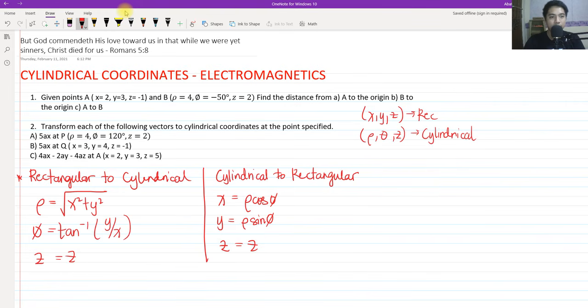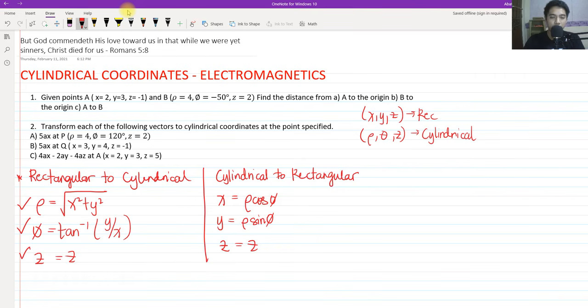If we are given rectangular coordinates, we can convert them into cylindrical by the following formulas. We have rho equals the square root of x squared plus y squared. Of course, the values of x, y, z must be given in order for us to convert. And then we have phi equals the arctan of y over x, and the z's are the same. Just copy the z.